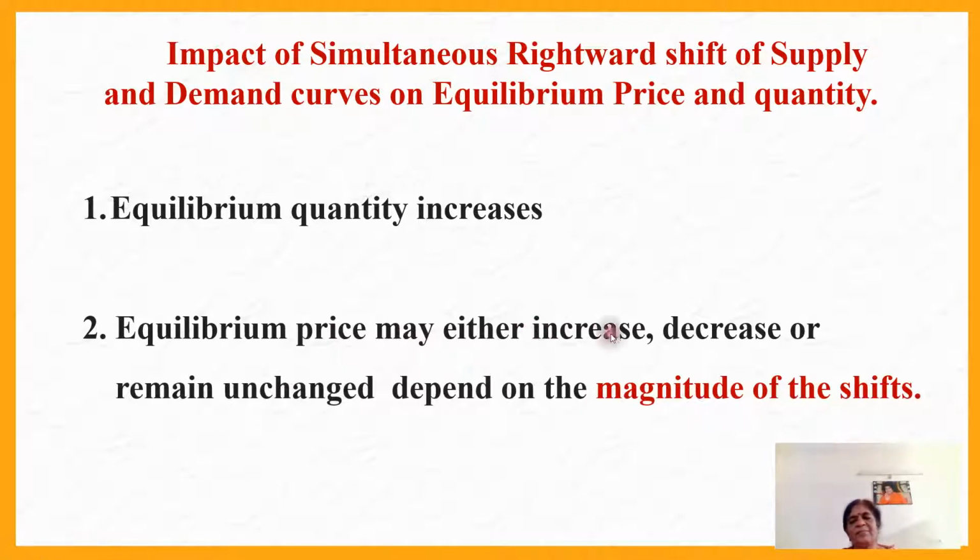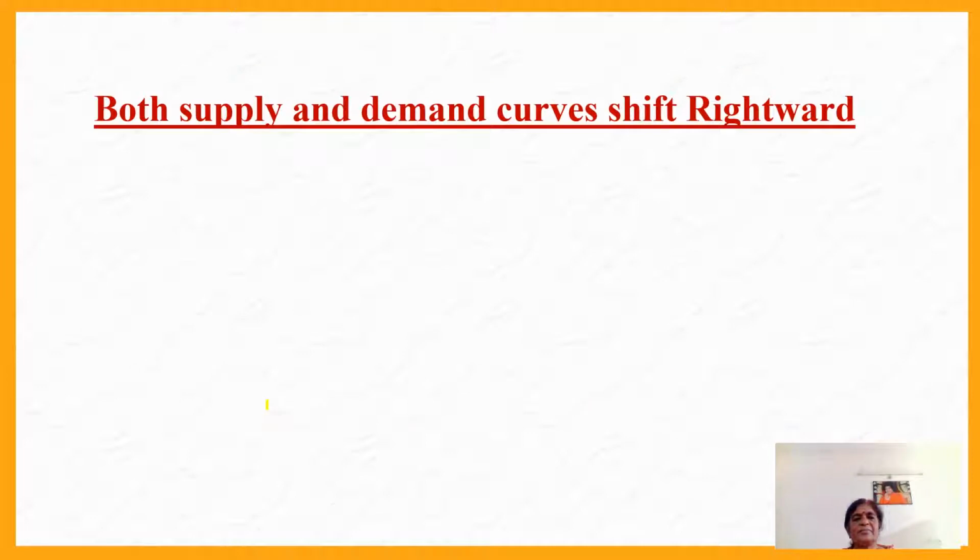The reason is it depends on the magnitude of this shift. That means when we say magnitude, whether the magnitude of shift of demand is greater than the magnitude of shift of supply, or less than, that is, the magnitude of demand shift is less than the magnitude of shift of supply, or equal. It depends on the magnitude. We will see in detail further.